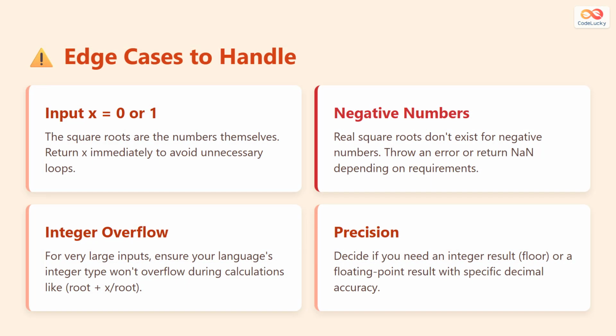When implementing this, keep a few edge cases in mind. 0 and 1 are their own square roots. Negative numbers should trigger an error in the real number system. Also, be mindful of integer overflow if you are working with very large numbers in languages with fixed-size integers.